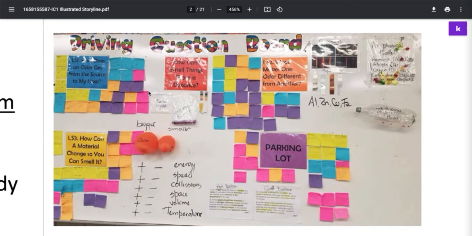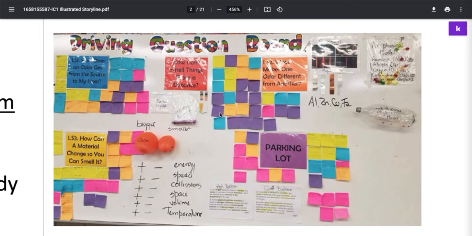Like, so what questions do they have about smelling and all that stuff. And these go on the driving question board. And then as you go through the unit, you add some evidence or you add some artifacts that show the concepts that you're talking about in class.